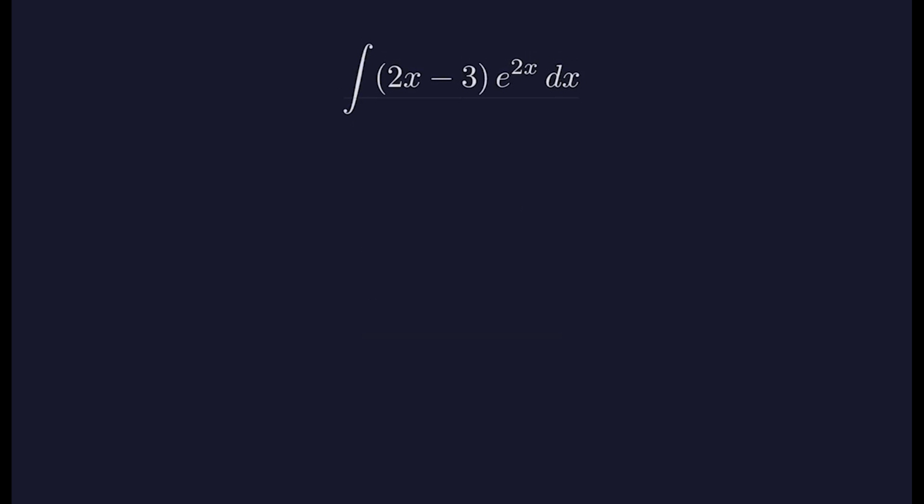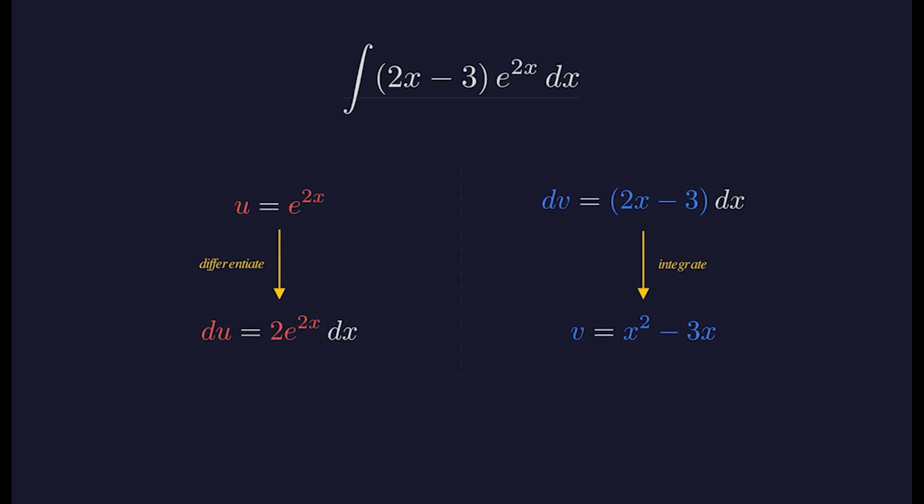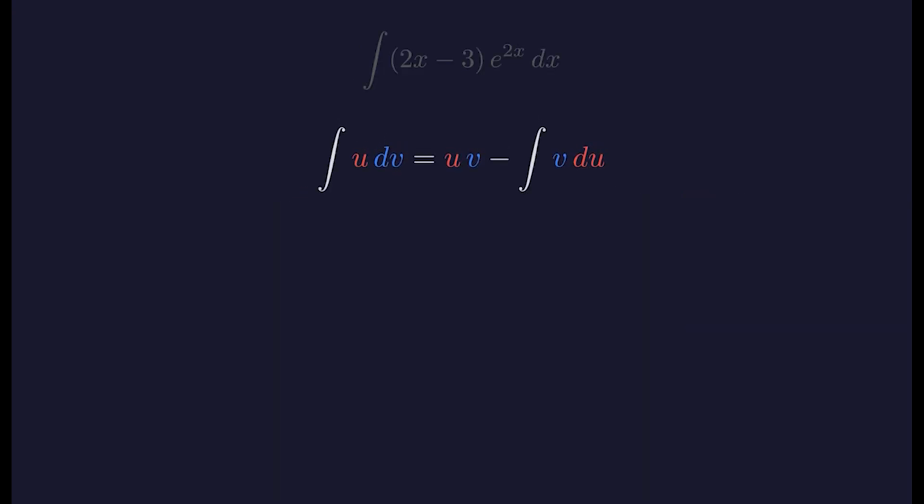If we let u equal e to the 2x, and we let dv equal 2x minus 3 dx, as a result, we can say that du must equal 2e to the 2x dx, and v, meanwhile, is going to equal x squared minus 3x. Applying the formula then, we get x squared minus 3x times e to the 2x minus the integral of x squared minus 3x times 2e to the power 2x dx.